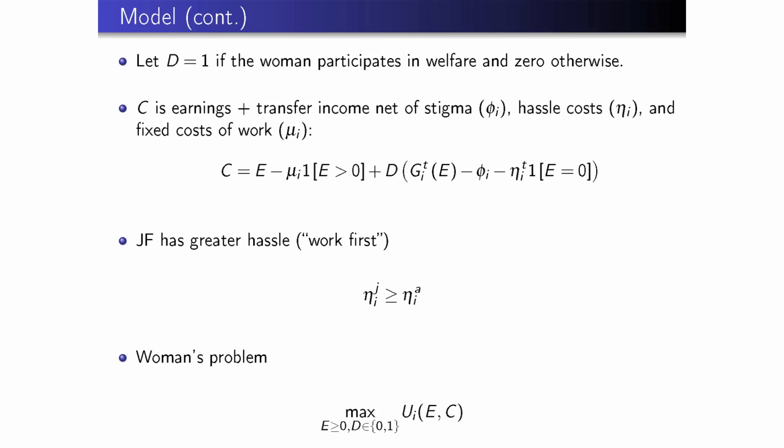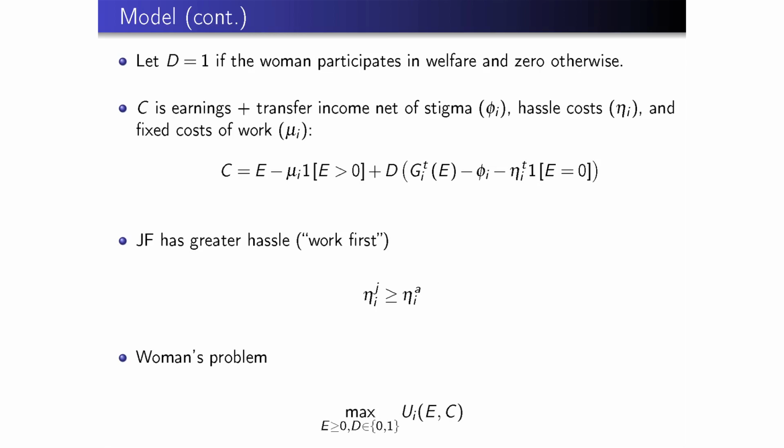Going back at least to Cogan, there are reasons that we always want to have fixed costs of working. You don't want to go to the trouble of showing up to work just to earn $1 a quarter. If you work and are on welfare, so this D only turns on if you're on welfare, you get the transfer amount. You pay a stigma fee, eta_i. We need stigma because we have to explain why some people who are eligible for this transfer don't take it up. Lots of people who are eligible for welfare do not receive benefits.